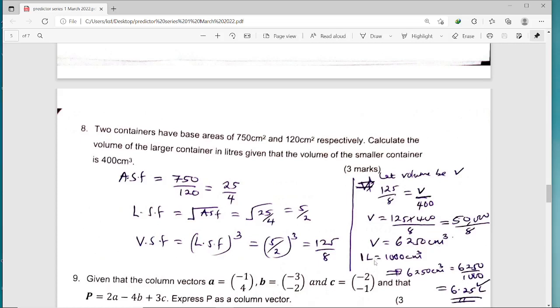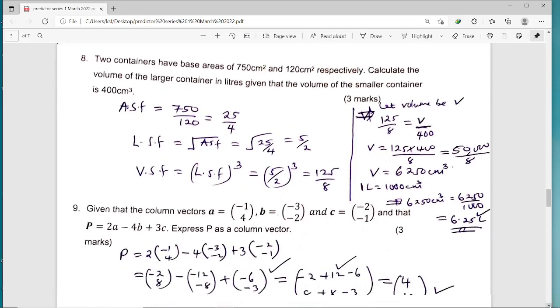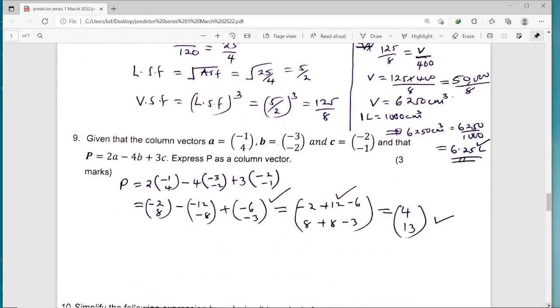But we are asked to find the volume of the larger container in liters. So you must reread the instruction to see what the question is asking. In liters. For us to get liters, we know that 1 liter is 1,000 centimeters cubed. So 6,250 centimeters cubed divided by 1,000 gives you 6.25 liters. So that is the volume of the larger container.